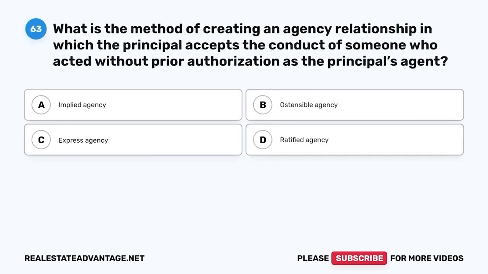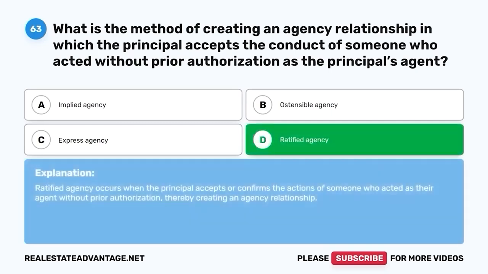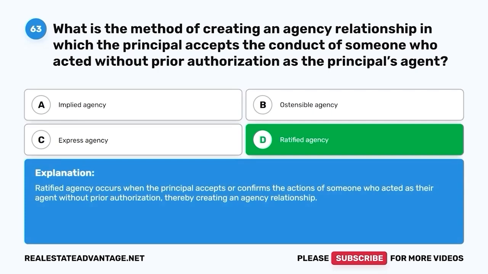Question 63. What is the method of creating an agency relationship in which the principal accepts the conduct of someone who acted without prior authorization as the principal's agent? A. Implied agency. B. Ostensible agency. C. Express agency. D. Ratified agency. The correct answer is D, ratified agency. Ratified agency occurs when the principal accepts or confirms the actions of someone who acted as their agent without prior authorization, thereby creating an agency relationship.